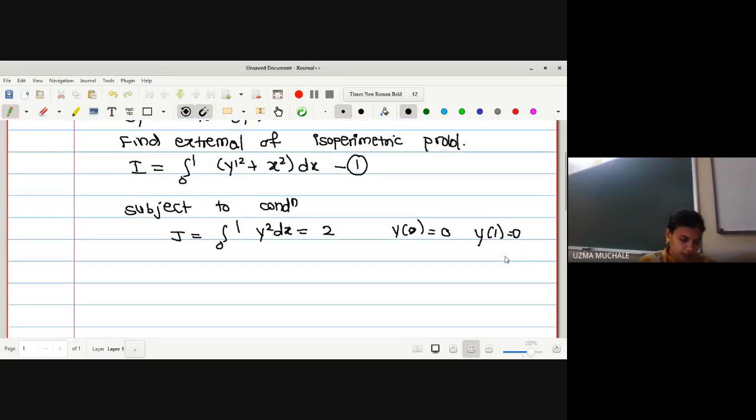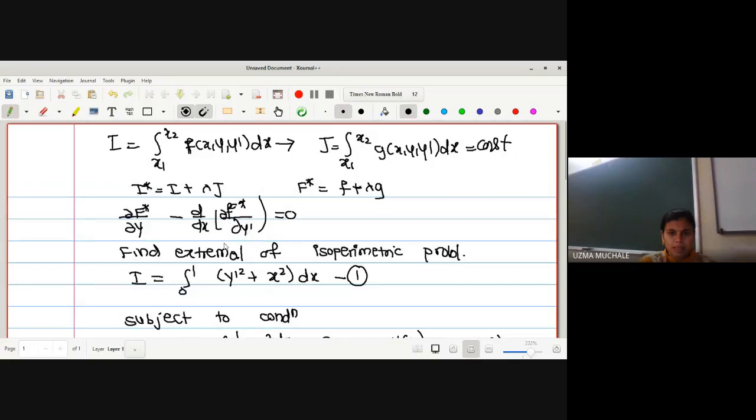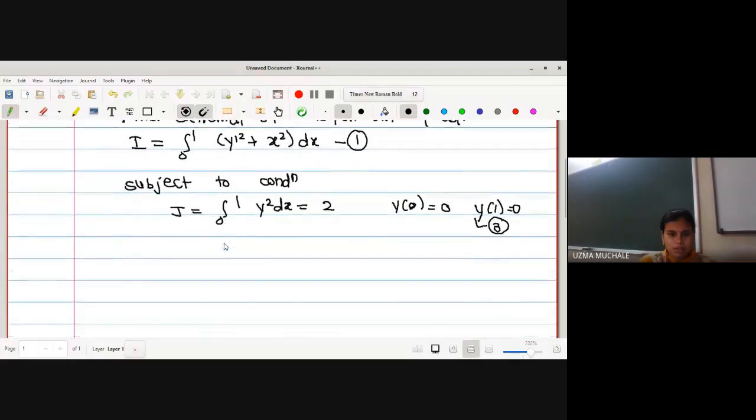So these are the conditions given to us. These are the conditions given for finding the values of the constants, and we have to find the extremization of this integral under the condition of J. This is just like our method. In the method also we have integral I and J is equal to some constant.